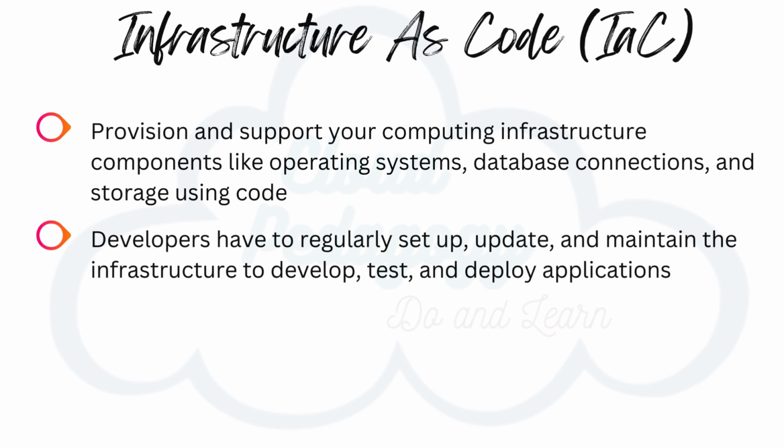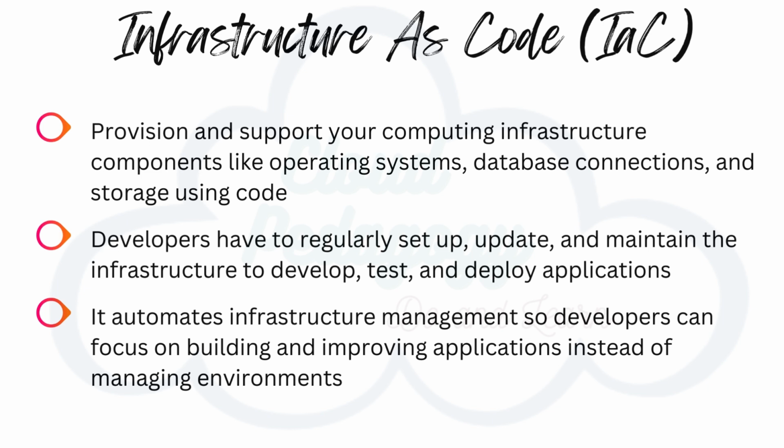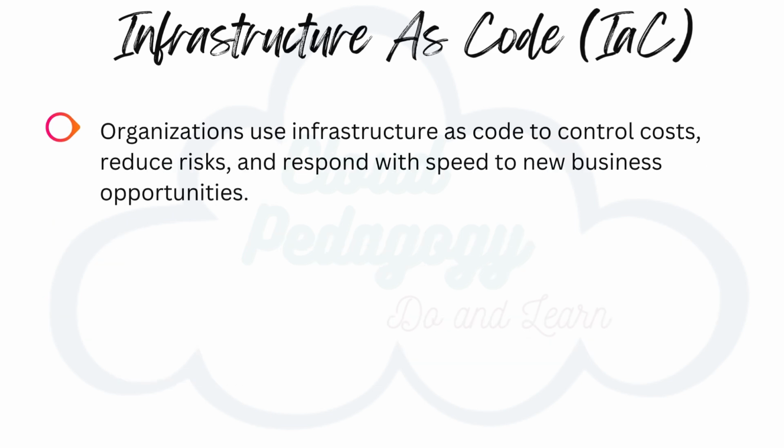Infrastructure as code lets you define your infrastructure's desired state without including all the steps to get to that state. It automates infrastructure management so developers can focus on building and improving applications instead of managing environments. Organizations use infrastructure as code to control costs, reduce risk, and respond with speed to new business opportunities.